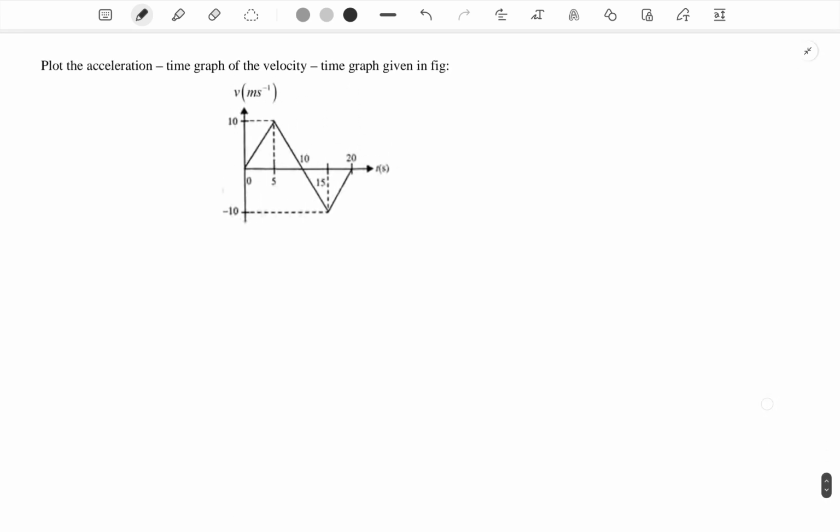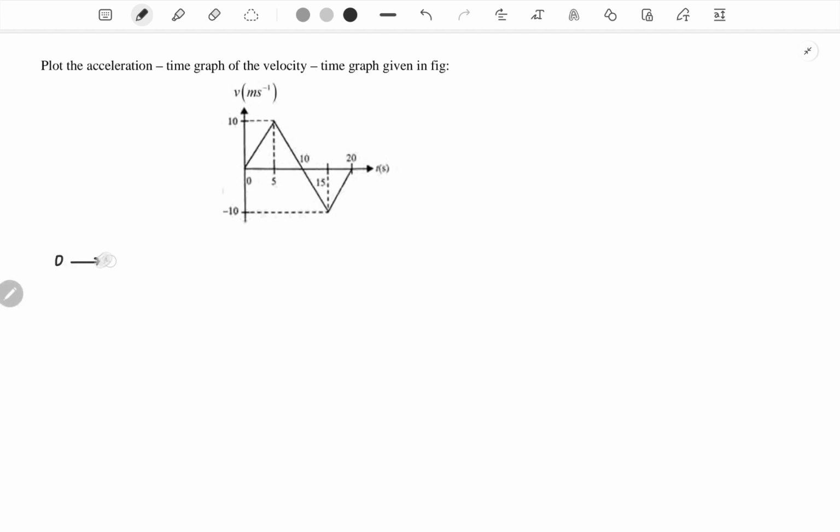And look at this graph. Plot the acceleration time graph of the velocity time graph given in the figure. So in this figure they gave us a velocity time graph during a particular interval of time. Now we need to plot a graph of acceleration versus time. So first let's calculate the acceleration in each interval of time. As you can see, from 0 to 5 seconds, the velocity time graph is a straight line, indicating that acceleration is constant. Again from 5 to 15 seconds it's constant, but it has a different value than 0 to 5. And then from 15 to 20 also acceleration is constant.